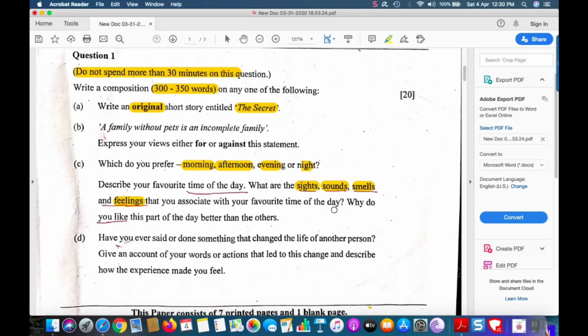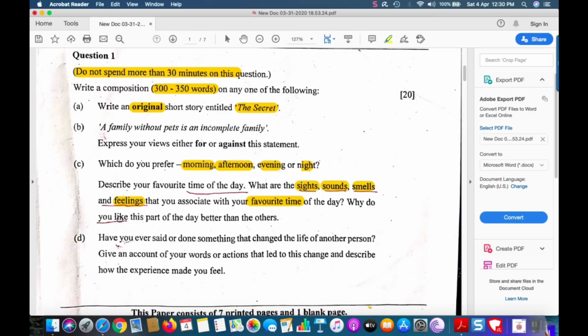Now, sight in the morning. Suppose, for example, you have chosen morning. So morning sight, what do you like to see in the morning? What is it that when you go out in the morning you get mesmerized? What are the sounds? For example, the chirping of the birds. Smell, maybe the flowers. Feelings, how do you feel in the morning? You feel fresh, you feel energetic. All these things have to be mentioned in your description.